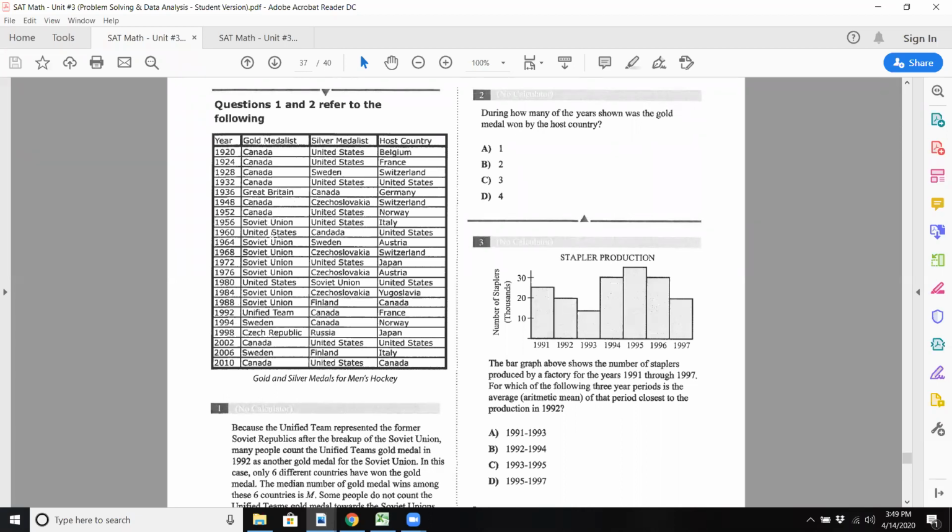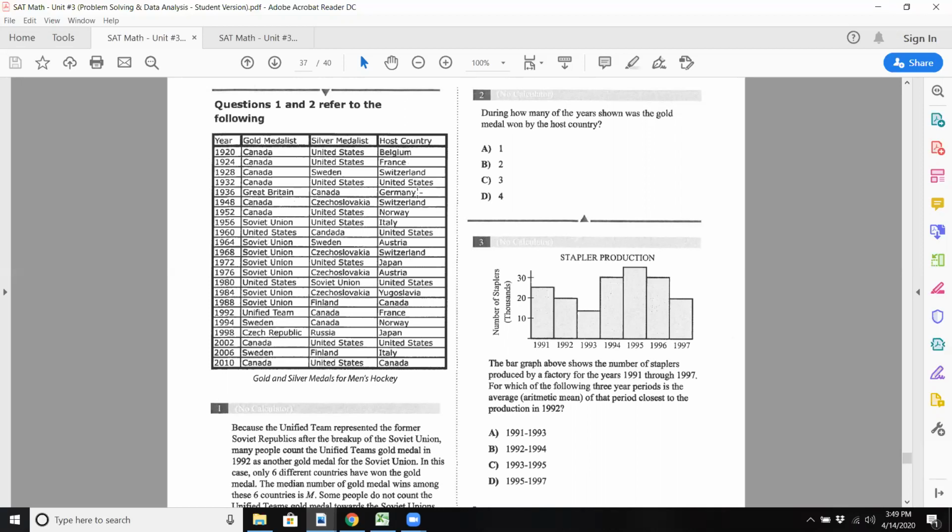US, not so hot, they did win in 1960, and in 1980, that was actually a very famous hockey event because it was played in the US and they beat the Soviet Union, who was very good at hockey before they dissolved or communists fell. Soviet Union was very good as well, it seems. And then they have something called the Unified Team. We're going to talk about that in just a little bit. And they tell you the host country as well.